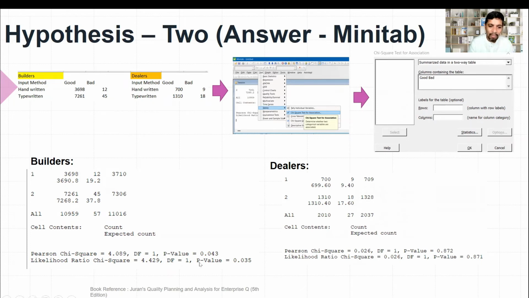For example, the p-value is 0.043 and the p-value is 0.872. Exactly the same value you will get. Let's do it in Minitab.